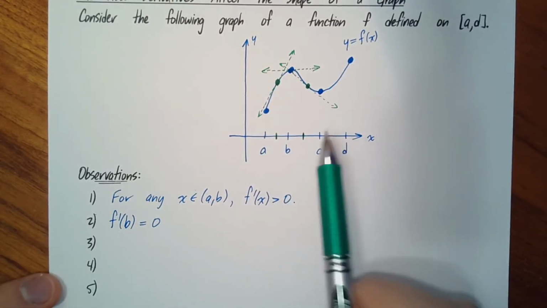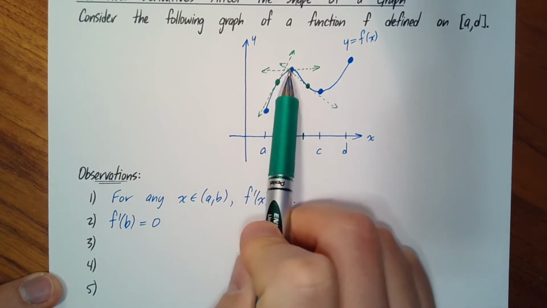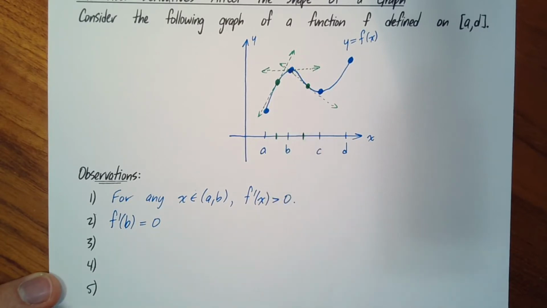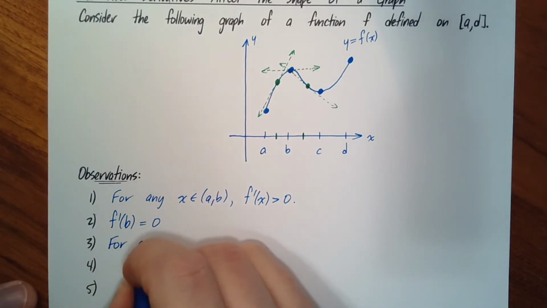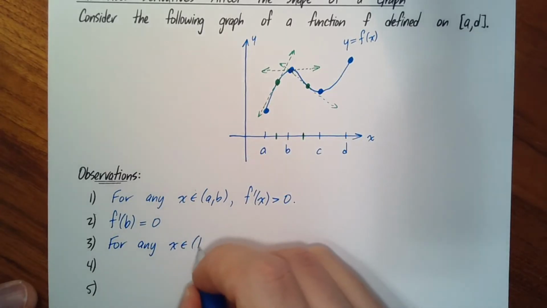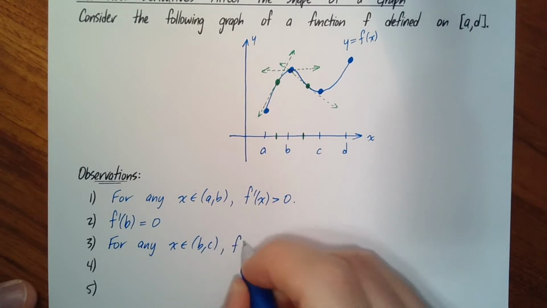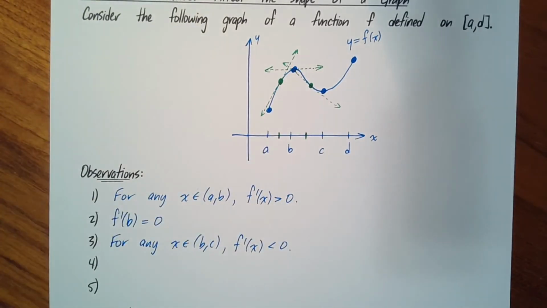And that really comes from the fact that as the x values start at B and increase towards C, the corresponding points on the graph, their y values decrease. So we're going to have an observation that's similar to the first one here, but a little bit different. So for any x in the open interval b to c, our function's derivative is negative at that point.